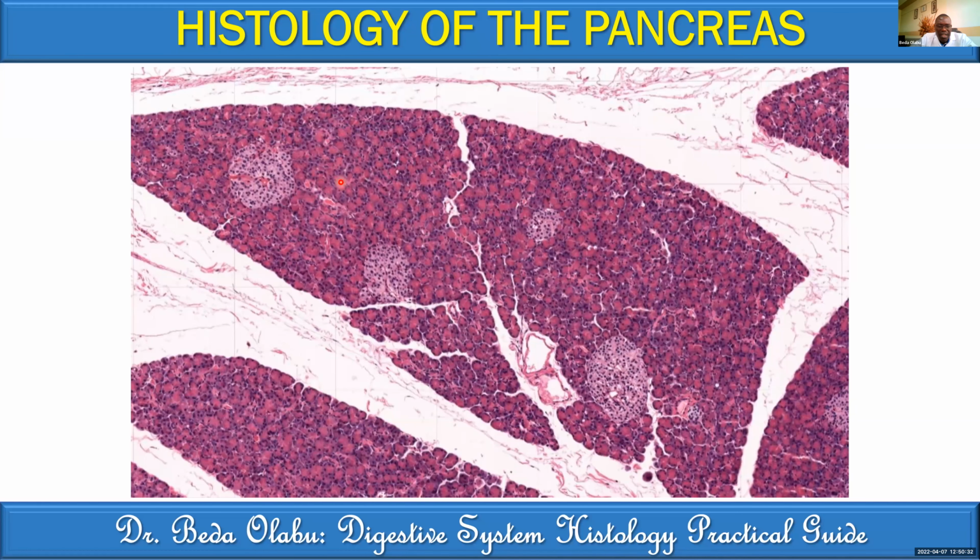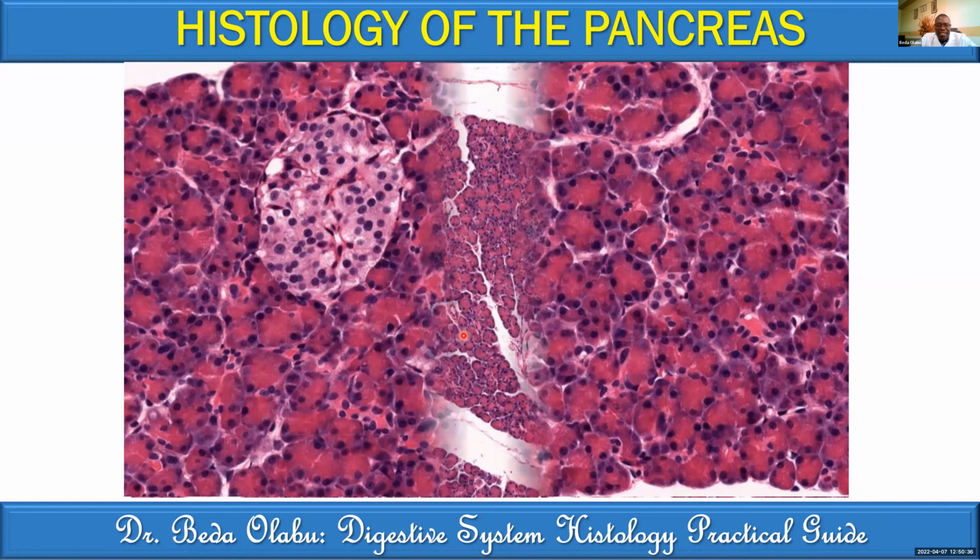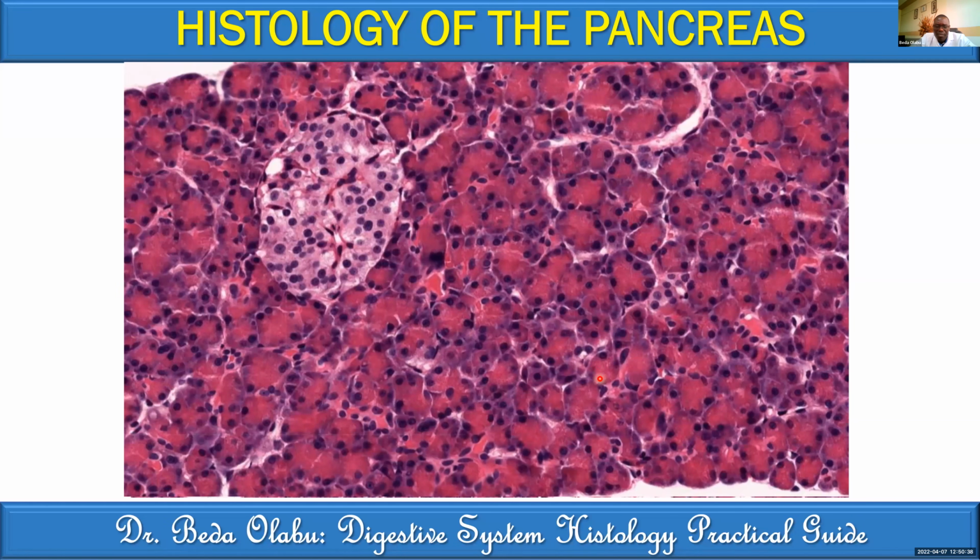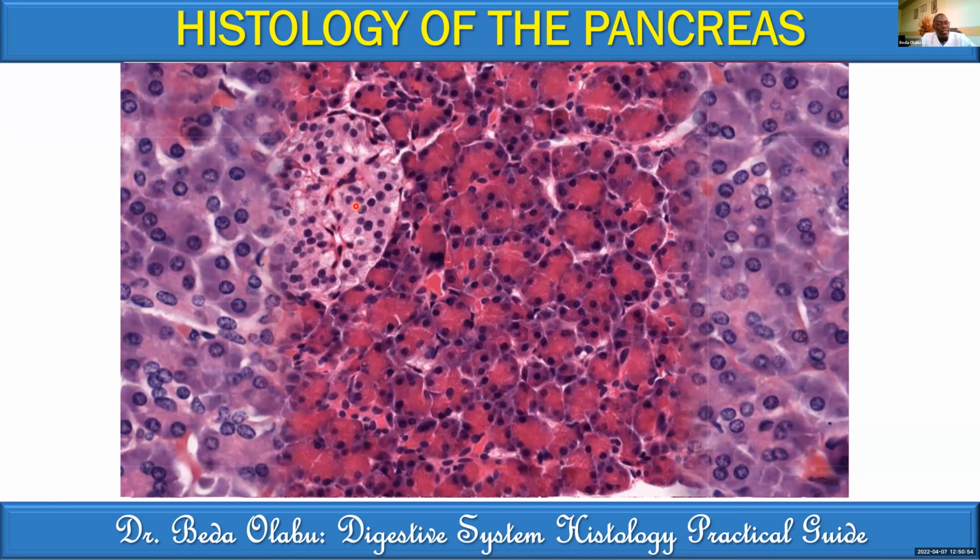These are the acini. And look at the acini. They are predominantly serous acini. So we have predominantly serous acini and scattered clusters of light staining cells. The acini are the pancreatic acini. The clusters here are the islets of Langerhans.